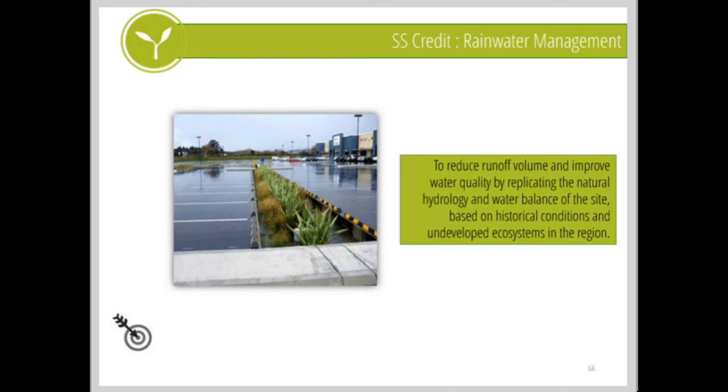However, such a strategy, although intended to prevent flooding and promote efficient drainage, can harm watersheds. It increases the volume, temperature, peak flow, and duration of runoff, eroding streams and causing other ecological damage. The intent of this credit is to reduce the runoff volume and improve water quality by replicating the natural hydrology and water balance of the site, based on historical conditions and undeveloped ecosystems in the region.